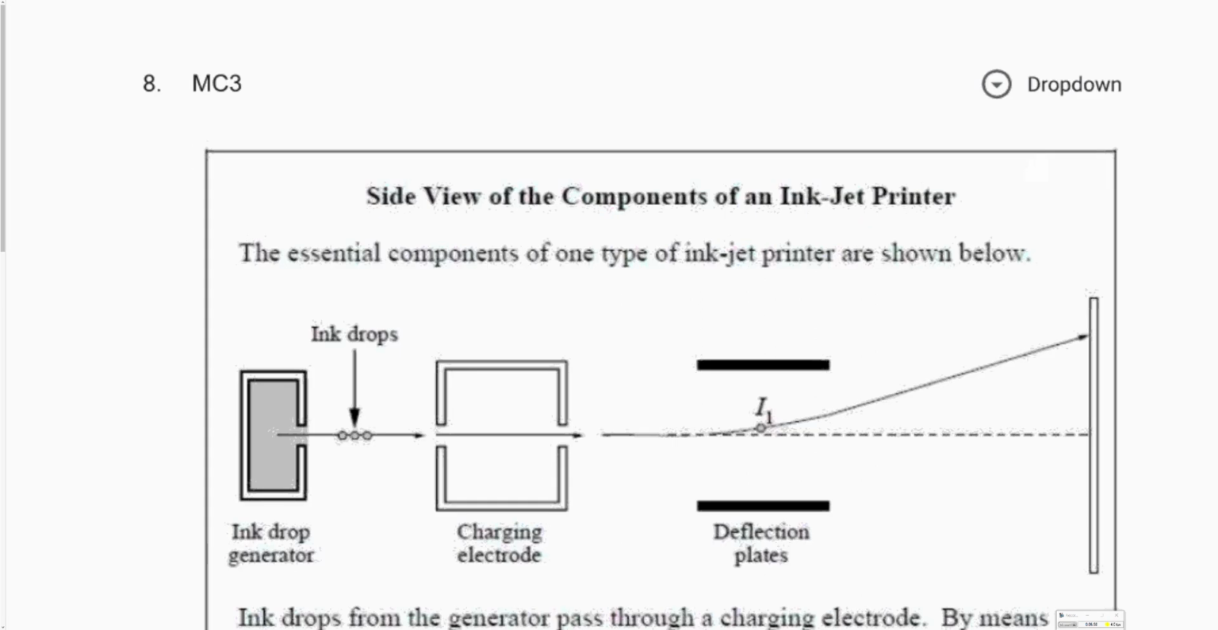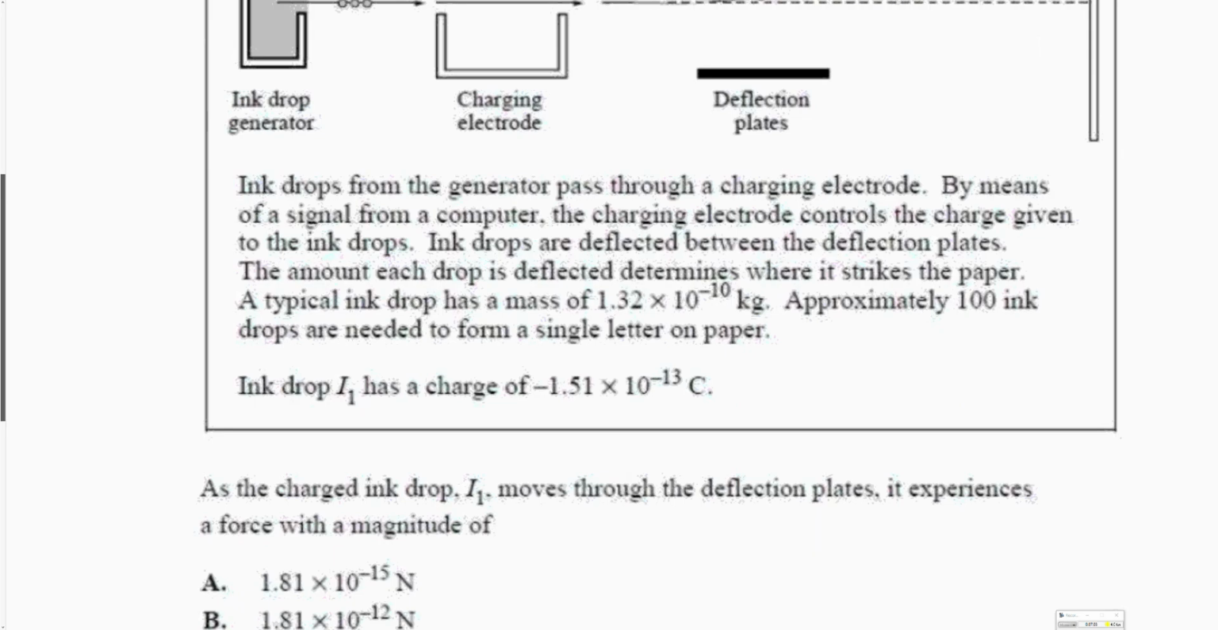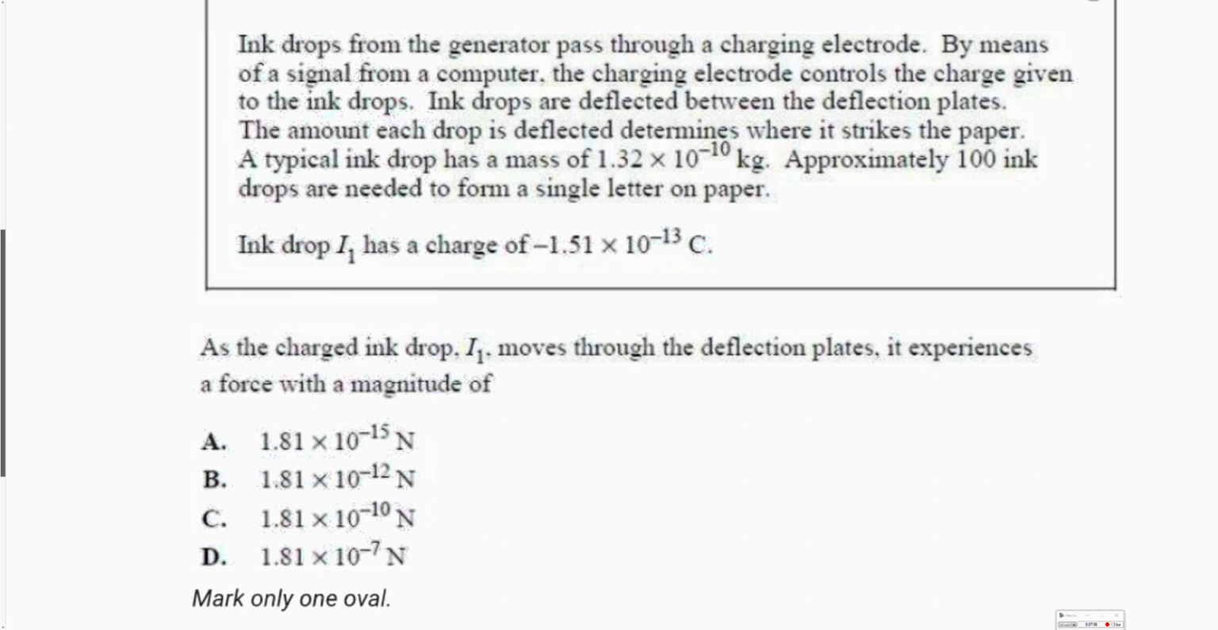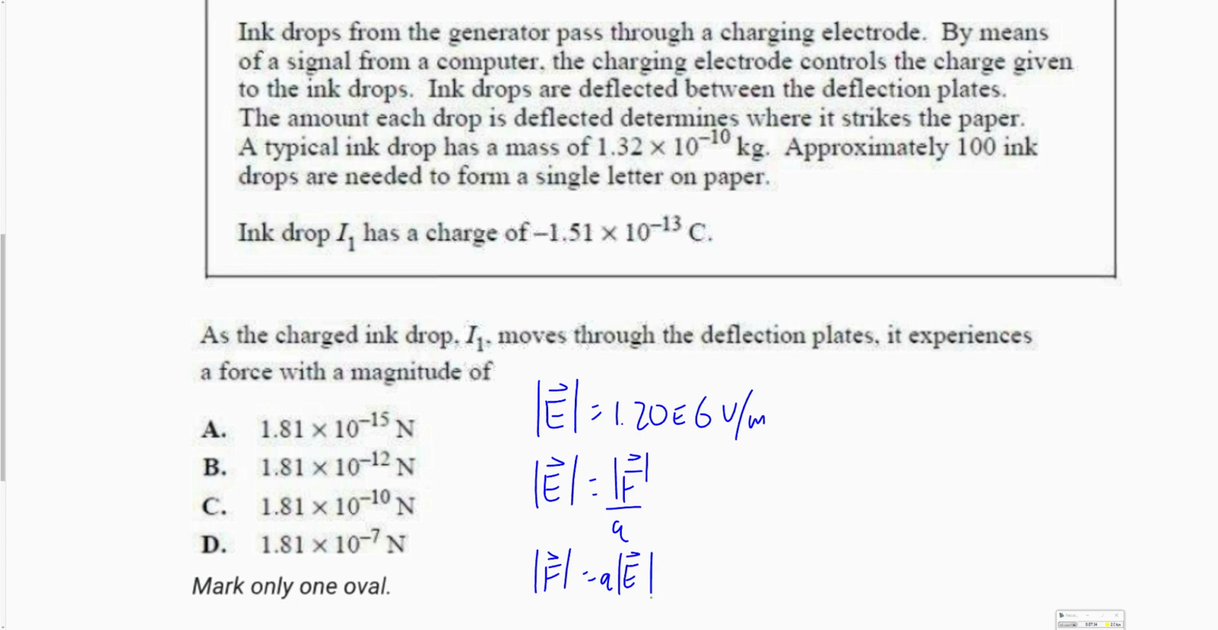Next question, still this inkjet printer, multiple choice number 3. This time, we're looking for magnetic force. Okay, well look, we just found the electric field. I think we found it was 1.20 times 10 to the 6 volts per meter or newtons per coulomb. Let's use my experiencer equation now. The middle equation in that Venn diagram, E is equal to F over Q, or F is equal to Q times E. So it's 1.6 times 10 to the minus 19 times 1.2.